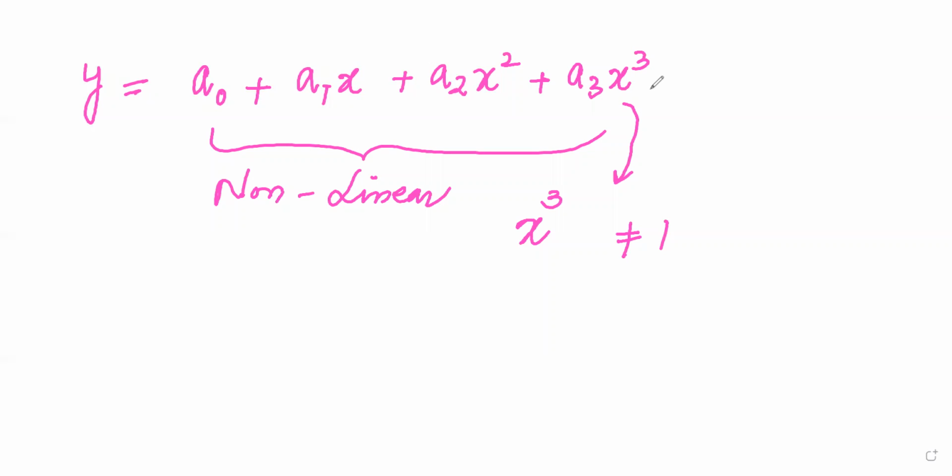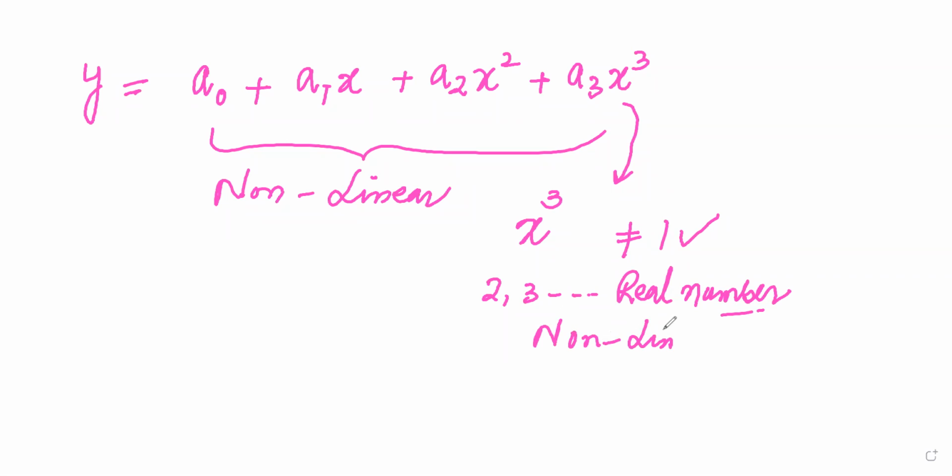When the maximum power to which an independent variable is raised is 1, we call the equation a linear equation. When you have x raised to power 2, power 3, or any other natural number, or any other real number, we call that equation a nonlinear equation. For example, y is equal to 3x raised to power 1 by 2. This is also a nonlinear equation.